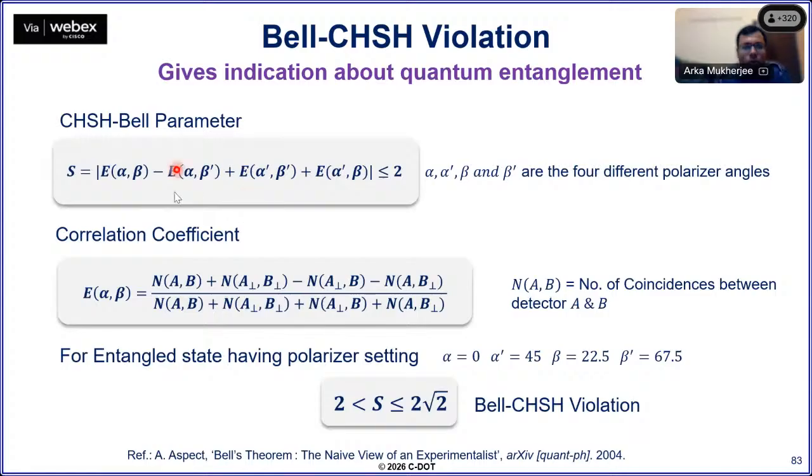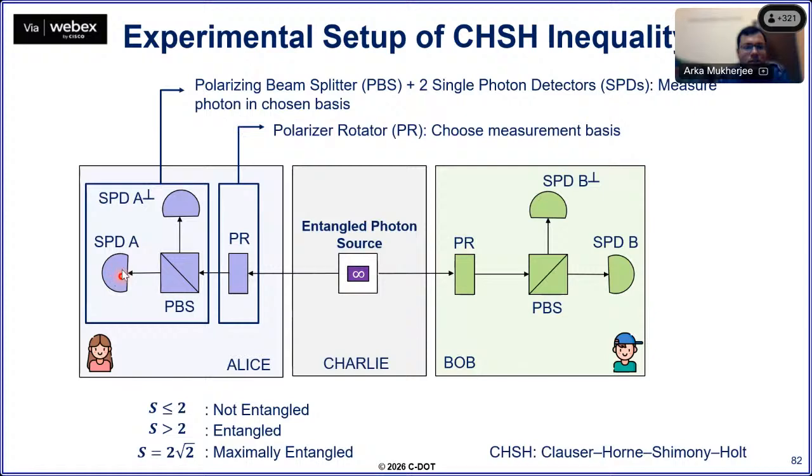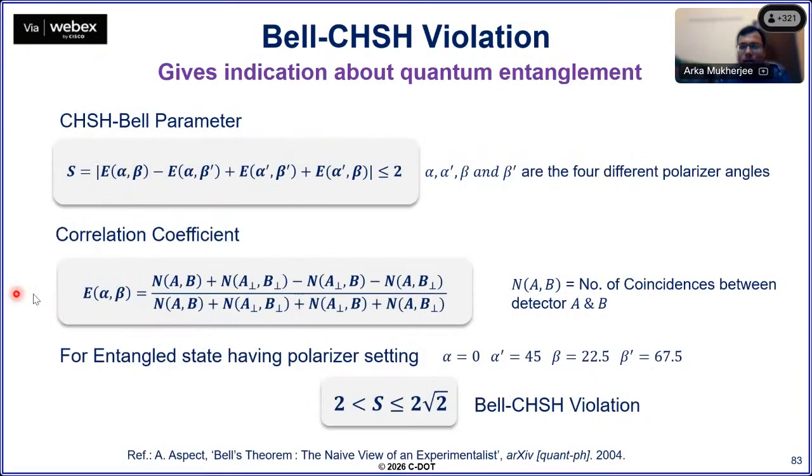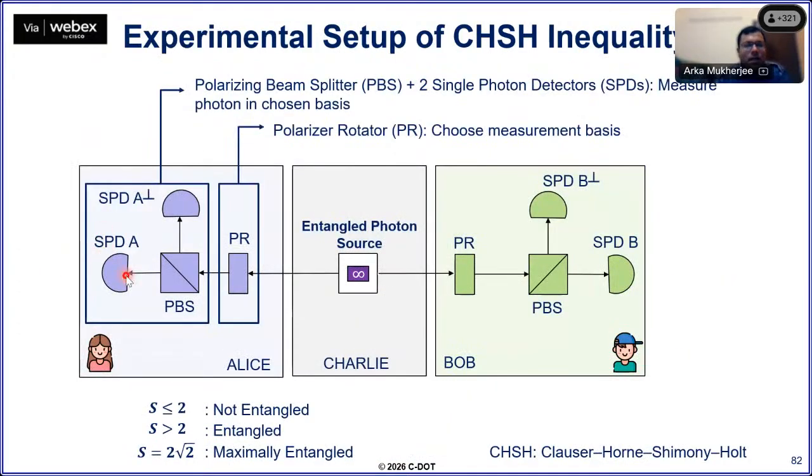Okay, and for this, how do we calculate the E alpha beta parameter? The E alpha beta parameter is given by this equation, and as I told, A, B and A dash, B dash are the detector numbers. N AB means the coincidence at detector A and detector B. So at a certain time, what is the coincidence count at detector A and detector B? Similarly, A dash B dash, A dash B. We are basically calculating the coincidence between this detector and this, A dash with B, and A dash with B dash.